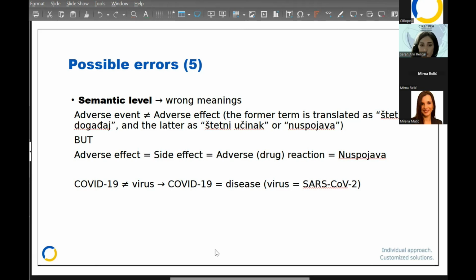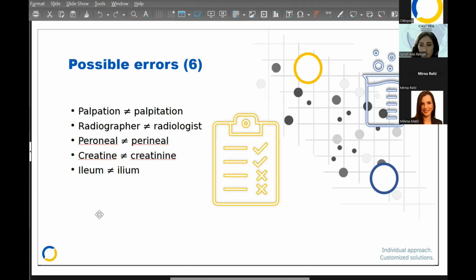I've also often encountered that COVID-19 is translated as virus COVID-19, but of course we know that the virus is actually SARS-CoV-2, which causes COVID-19, which is a disease. So we need to be able to differentiate between these terms as well. I've also put some examples here, so you can see that one letter makes a big difference in meaning. So we must be very careful when dealing with words that have a similar form, but completely different meanings, because of course, mistranslations in the life sciences industry can lead to very serious consequences.